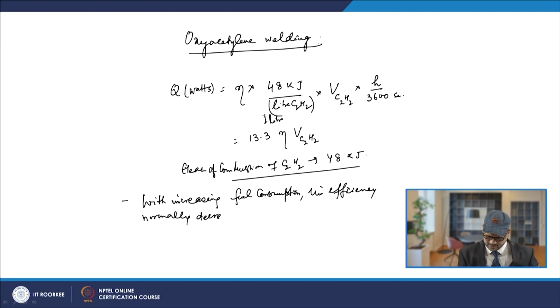Part of the reason is incomplete combustion, because you require the right amount of oxygen to have complete combustion. Many a times we increase it for many reasons, and there are certainly different types of flames available. Typically you have 3 types of flames: oxidizing, neutral and carburizing.